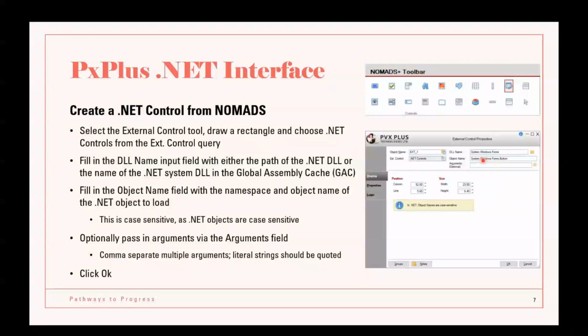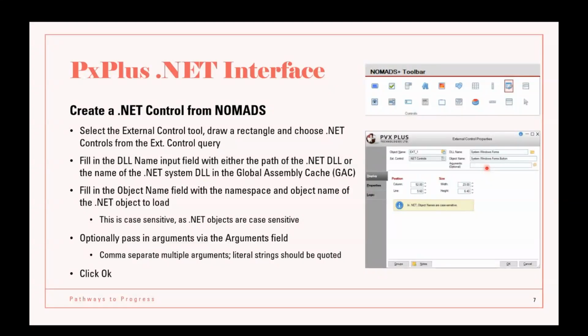The next part is going to be the object name. This includes the namespace of the object and the object name itself. Once again, you'll find all this information in the documentation for the object you want to use. In our example, we're using System Windows Forms for the DLL name and System Windows Forms button for the object name. So this is the default .NET button that comes with the .NET framework, and that's what we're creating. We don't actually specify any of the arguments. We don't need to pass it anything in when we're creating the button.